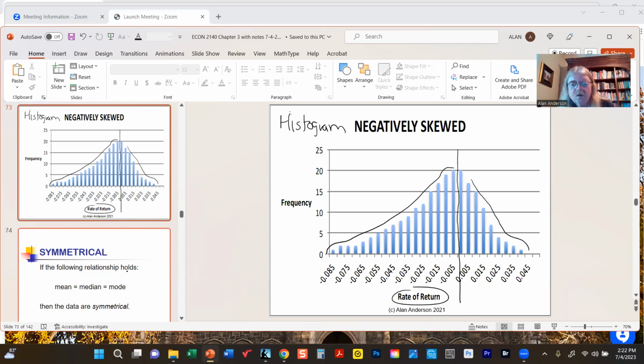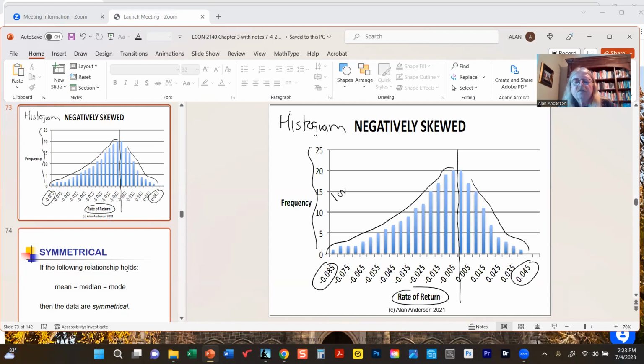What this means is that this portfolio had a lot of losses, but not quite so many gains. There were gains, but there were a lot more losses. And the losses themselves, if you notice, the largest loss is 8.5%. The largest gain was only 4.5%. So this is not a portfolio that we want to own. That's for sure. And these are the frequencies with which these returns happened. So we call this negatively skewed.